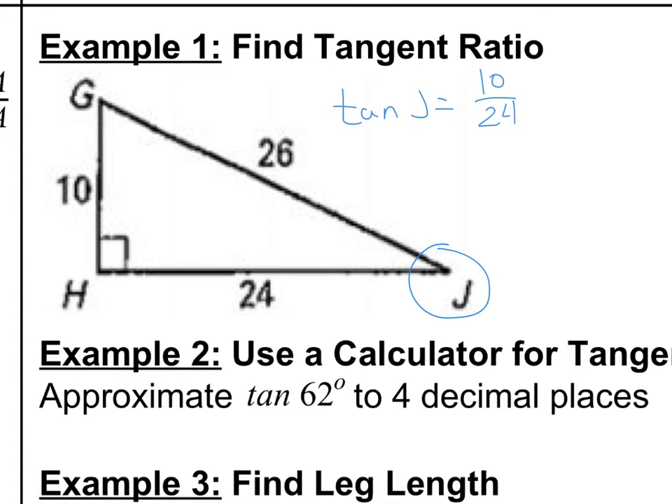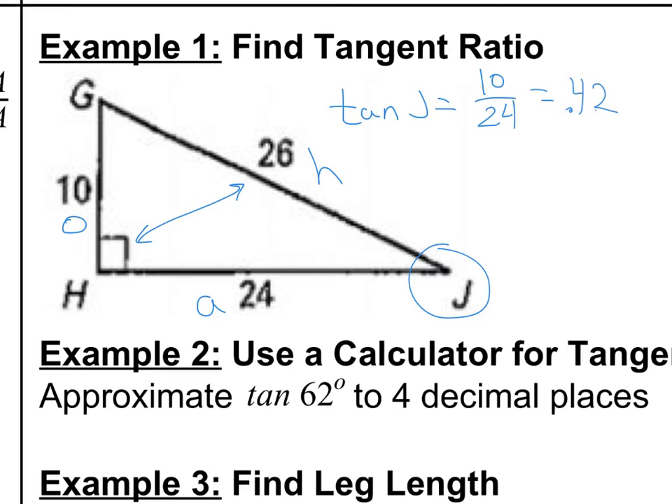You know what? I told you I was going to label these all. So this would be my opposite. This is my adjacent. This is the hypotenuse. Hypotenuse is always opposite the 90-degree angle. Always, always. So when we work that out, you're going to get 0.42. Whoops. Not 4.2. 0.42.